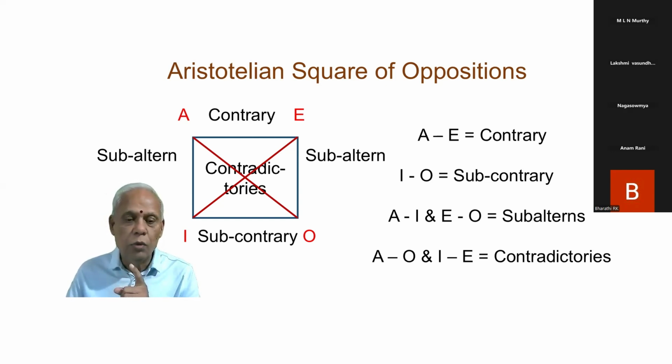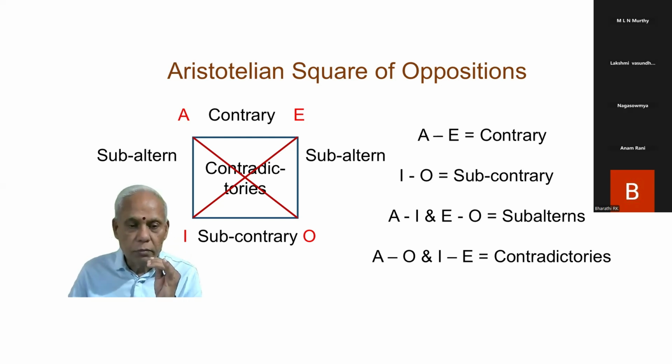So A, E, I, O are the international denotations given for the Aristotelian square of oppositions. And the relation between A and E is called contrary. AE is called contrary, meaning it is the opposite of this. Contrary to this, A is all men are good. E is all are not good. All men are not good. So these are contraries. So AE is called contrary. And then referring this universal position to a particular position, I is some are good and O is some are not good. So IO is called subcontrary.